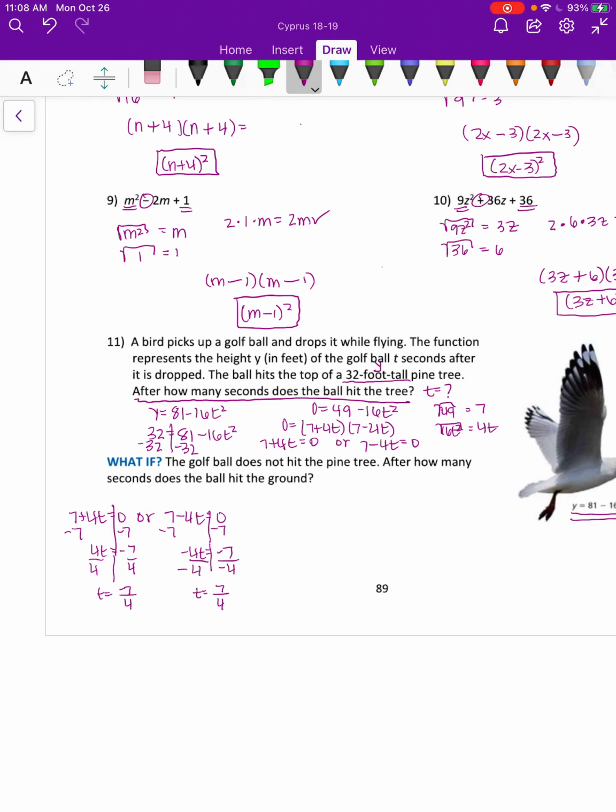Okay. Only one of these answers makes sense for our problem. We're talking about time, how many seconds. So we have a negative time and we have a positive time here. Time is not negative, that means we're going back in time. So we're not going back in time here. We want a positive answer when we're talking about time. So my final answer is t equals 7 over 4 seconds. That's how long it takes for the golf ball to hit the tree, which is really fast.